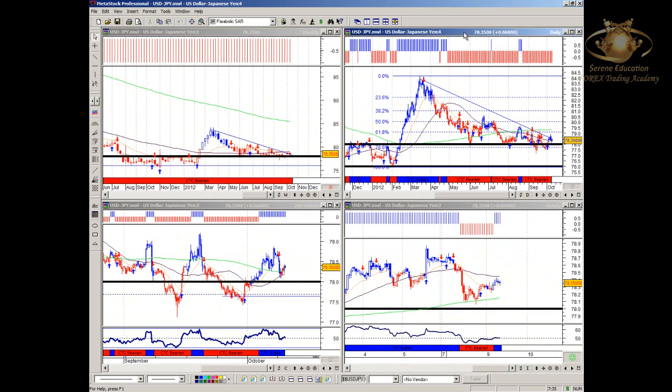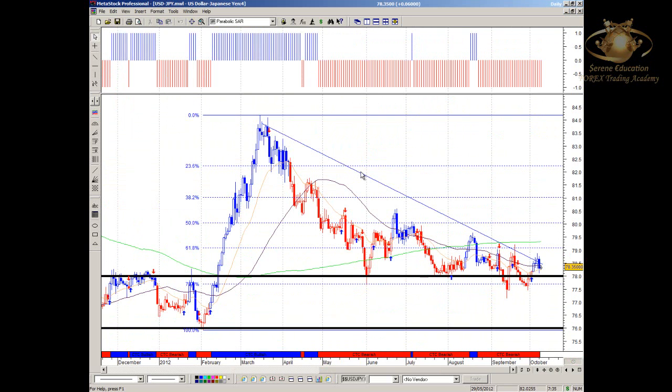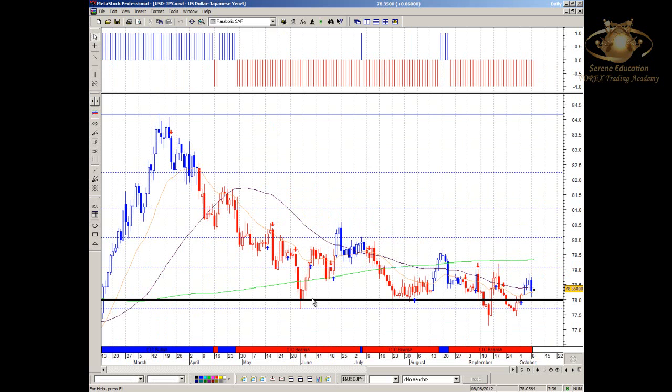Last pair of the day is US dollar Japanese yen. Let's have a look at the daily. Very much consolidating. Prices yet again found support on the 7800 mark. A lot of support for this pair since June of this year, moving sideways. However, you can see prices being boxed now between the upper range here, which is the institution moving average, and the 7800, which happens to be our major support level for this particular pair.